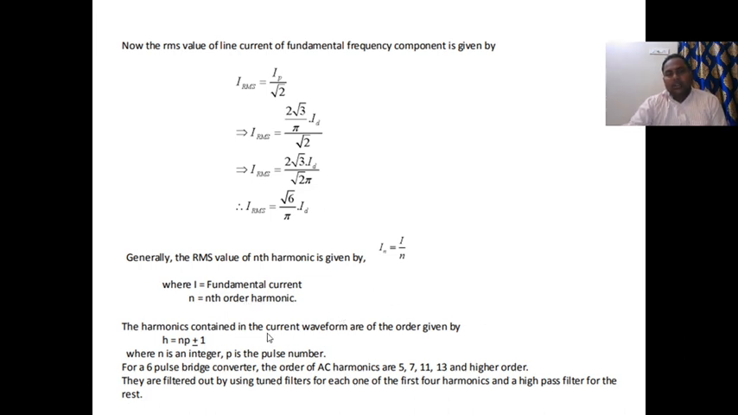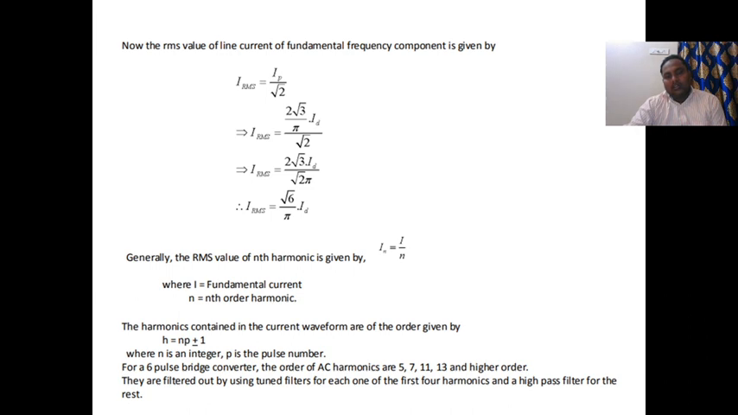The harmonics contained in the current waveform, or the order, is given by h = np ± 1, where n is an integer and p is the pulse number. We already know that for a 6 pulse bridge converter, the orders of AC harmonics are 5, 7, 11, 13 and higher. Normally the dominant orders are 5, 7 and 11. Above that, the 15, 17, 19 harmonics are the non-dominant harmonics.